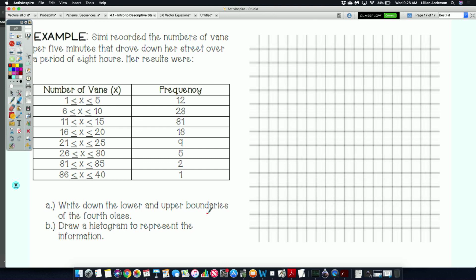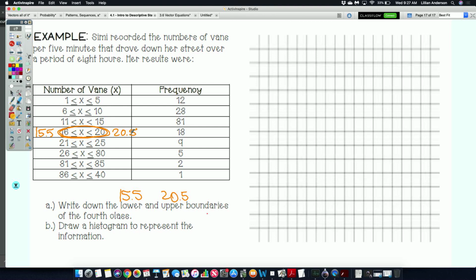So like here when it says write down the lower and upper boundaries of the fourth class, well, your fourth class is 1, 2, 3, 4. It's this class right here. It's basically asking you where are the histogram bars going to be for this particular class. What will be your lower boundary here? 15.5. What will be your upper boundary? 20.5. Because it is the halfway point between the upper limit and the lower limit of the neighboring classes. So they're called boundaries. Questions?